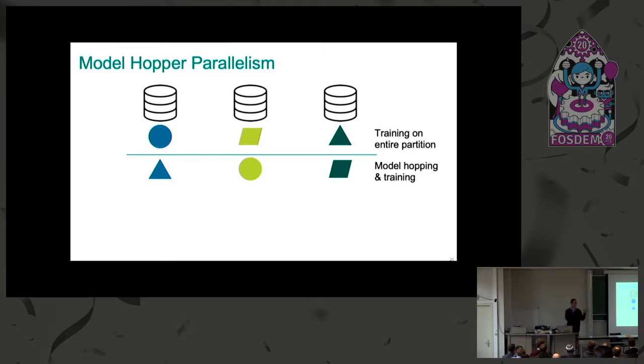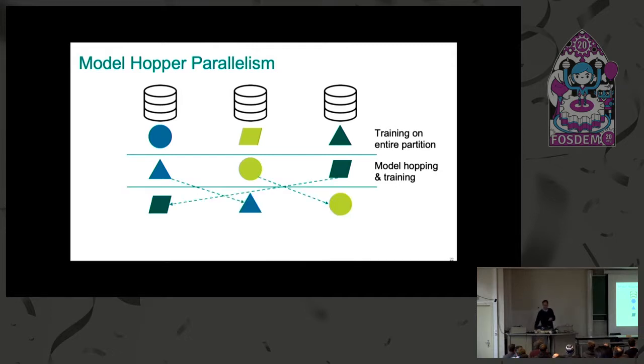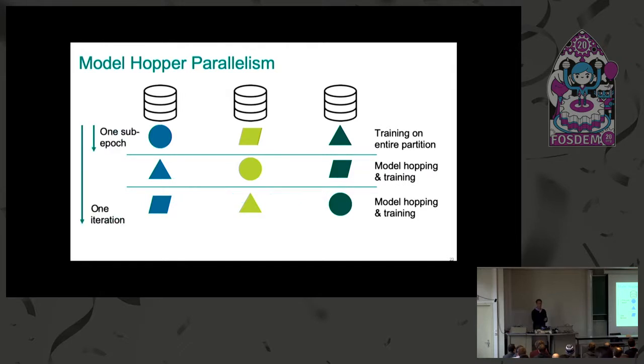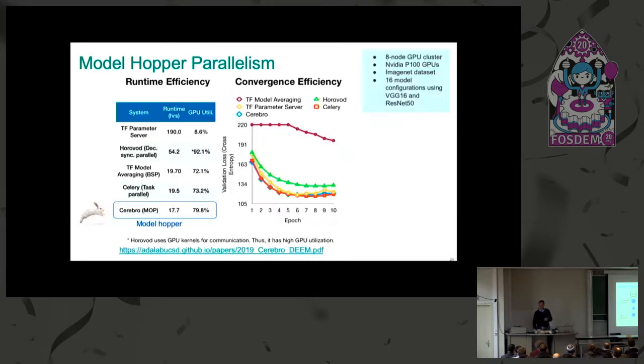So you train the model on the data on the new partition, and then you do the same thing again. So the model that was in the middle, the green one, has now moved to the far right side of the screen, and you train there. And once you've done that over all of the workers, then you've actually completed one iteration of your data. So what we're doing is locking the data in place, no data motion, but moving model state, which is much smaller. So how does that work?